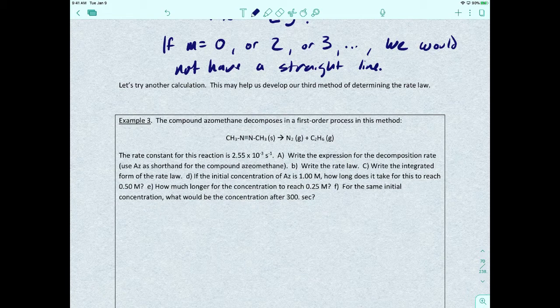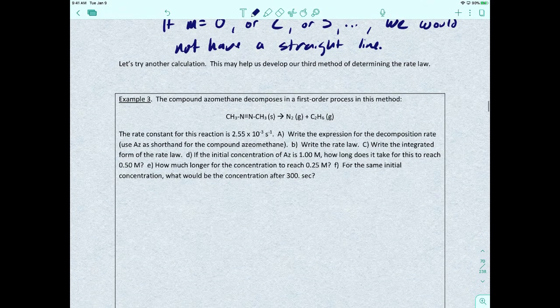Okay. B, write the rate law. C, write the integrated form of the rate law. D, if the initial concentration of azomethane is 1 molar, how long does it take to reach 0.5 molar? Part E, how much longer for the concentration to reach 0.25 molar? Part F, for the same initial concentration, what would be the concentration after 300 seconds? All right, so we've got a lot of stuff to take a look at and figure out.